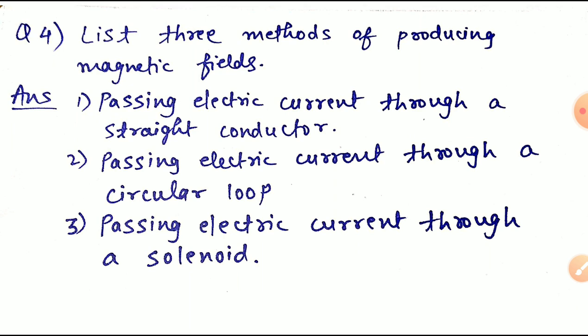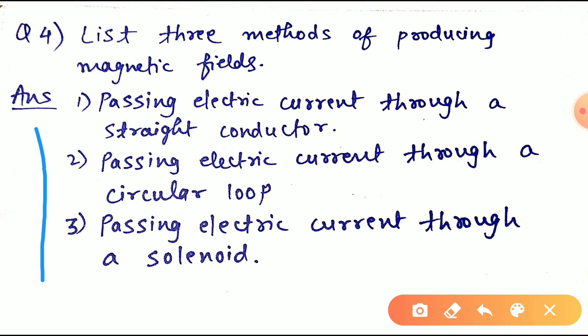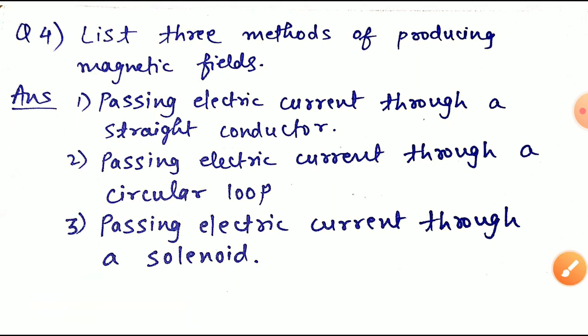Next is, list three methods of producing magnetic fields. Okay, how to produce a magnetic field? Three methods you have to tell. First one is passing electric current through a straight conductor. Suppose this is a straight conductor. When the electric current flows through the straight conductor, then you will find there will be magnetic fields around the conductor. This is your first point.